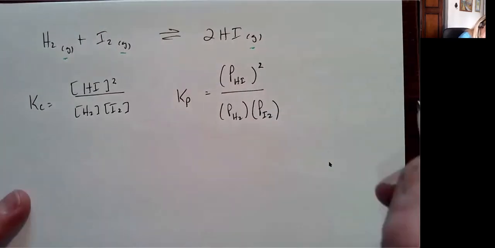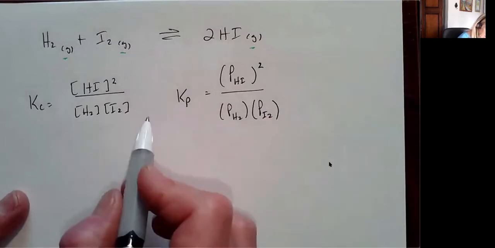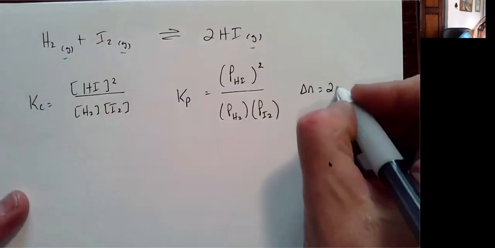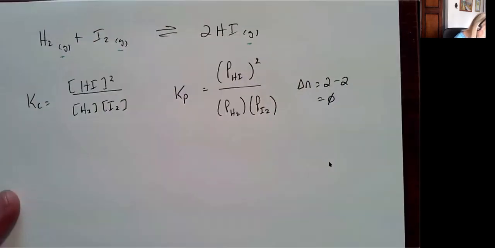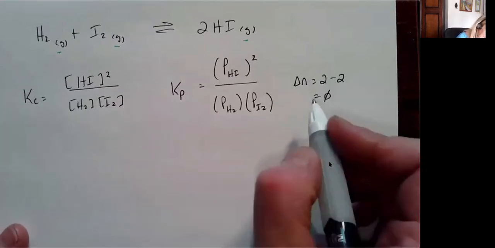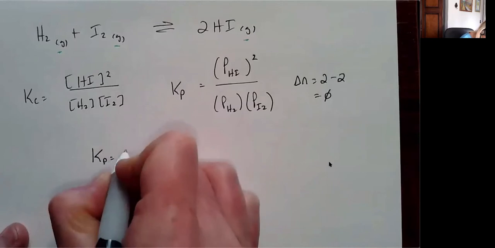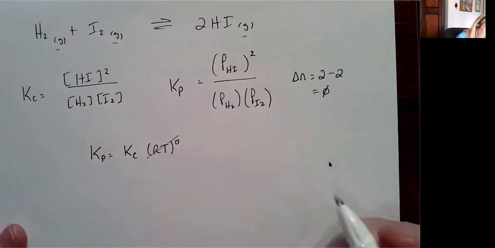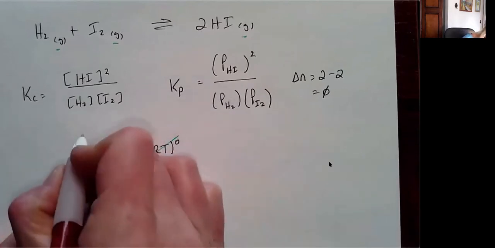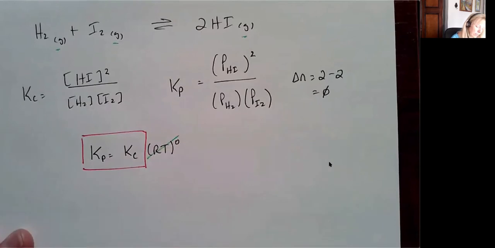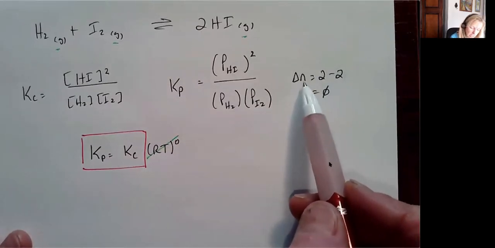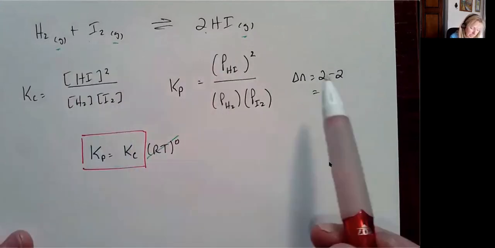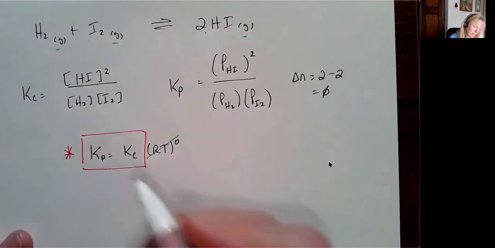And then if I wanted to relate Kp and Kc together, my delta N here would be 2 minus 2, so delta N becomes 0. So in this case, because delta N is 0, Kp equals Kc. This would be RT to the 0. This whole thing falls out, and this is one of those unique instances where these two are equal to each other. So if there's no change in my coefficients, when I sum up my coefficients in my products minus my reactants, if I get a 0, then I have this unique scenario where those two are equal.